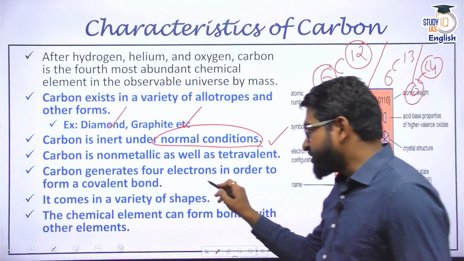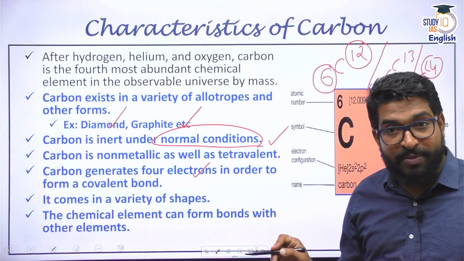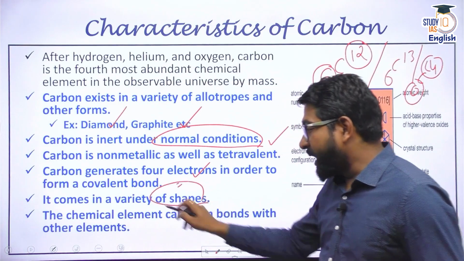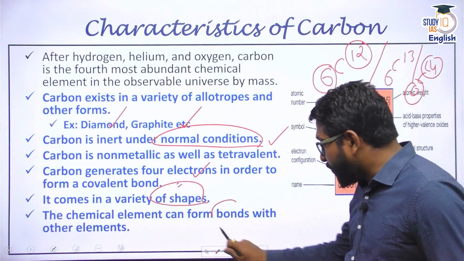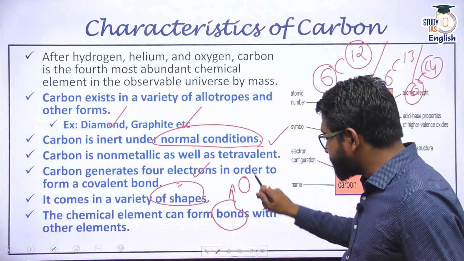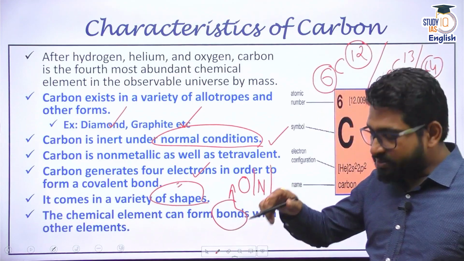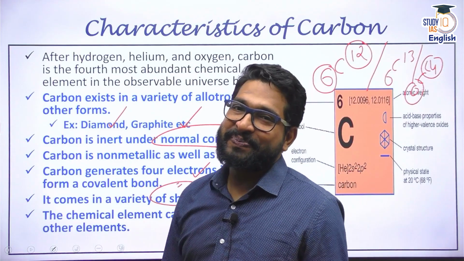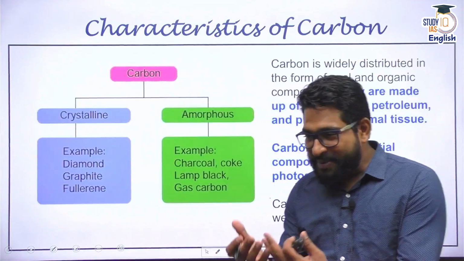Tetravalency means carbon has four valence electrons and forms covalent bonds. Carbon comes in different shapes, and carbon is a chemical element. It forms bonds with different elements like oxygen, nitrogen. It forms bonds with metallic as well as non-metallic elements. That is why carbon is omnipresent everywhere.